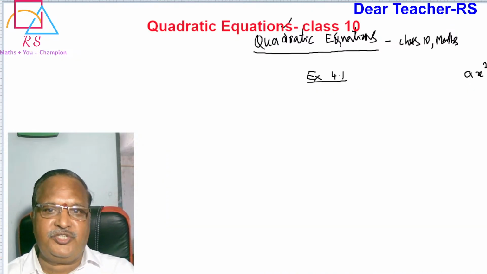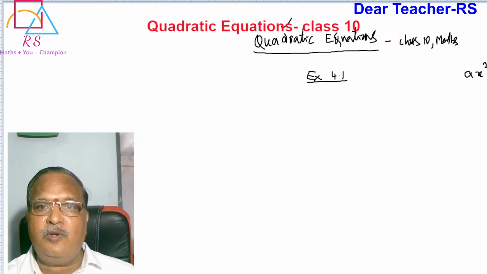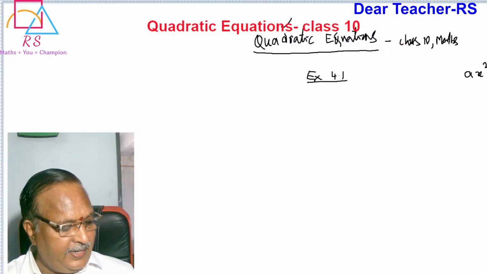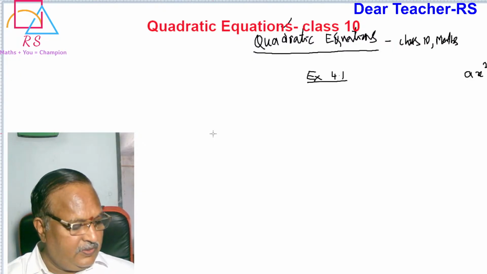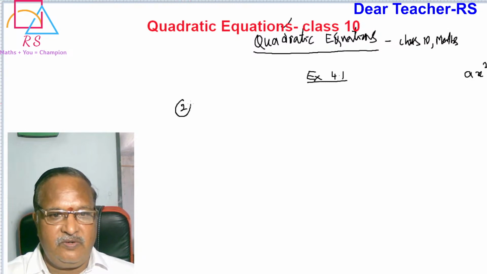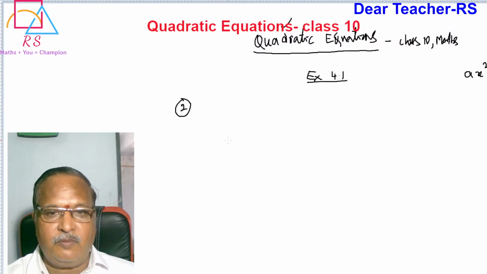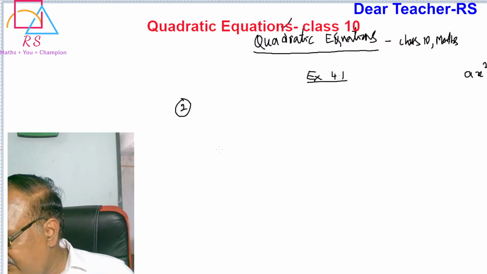Now the first question is over. I have explained 2 problems. In the same way, do the remaining 6 problems. Okay, next question, second question, word problems are given. Represent the following situations in the form of quadratic equations.